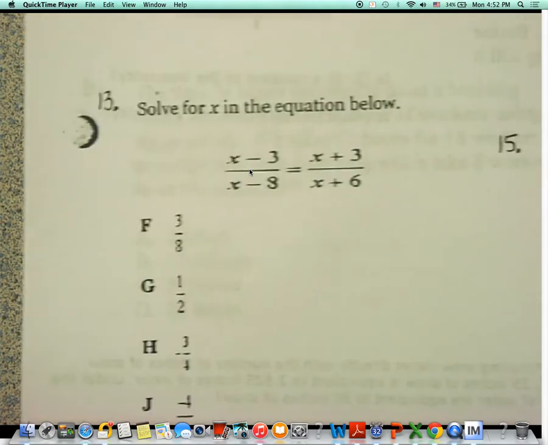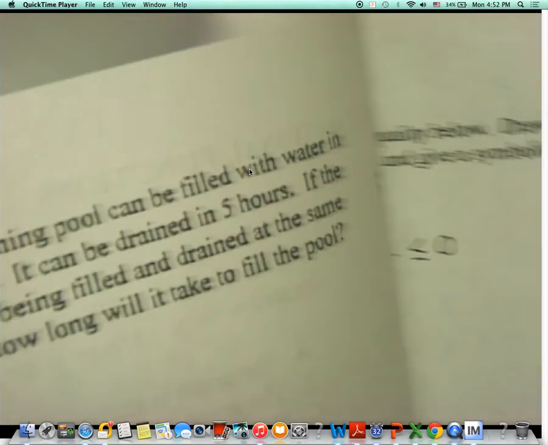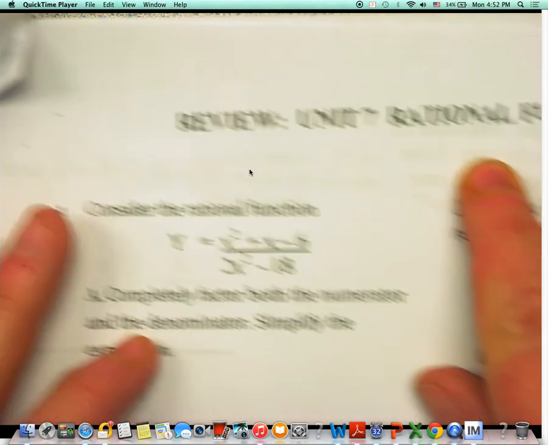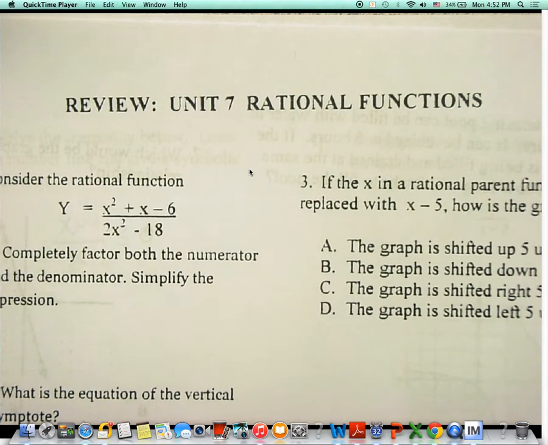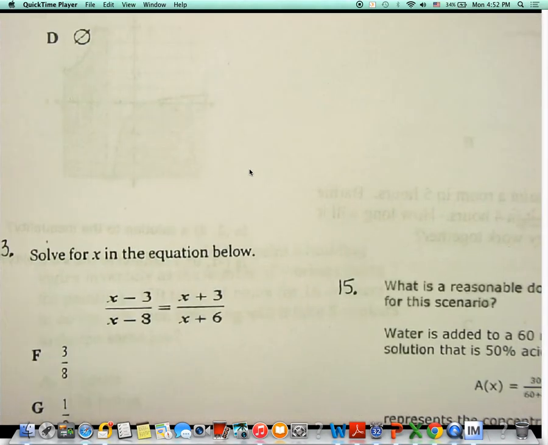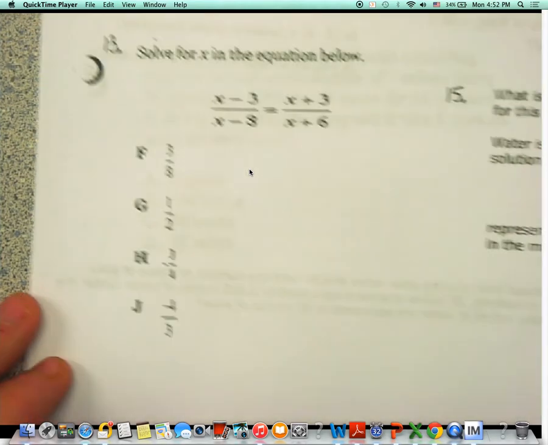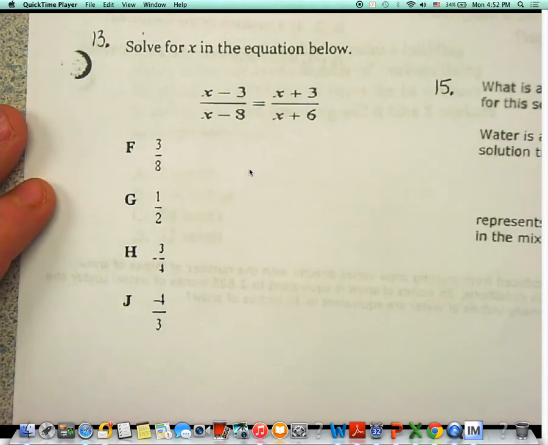All right, this is the review for the Unit 7 Rational Functions test, and this is going to be part 2, so we're starting at number 13 on the review. It says solve for x in the equation below.